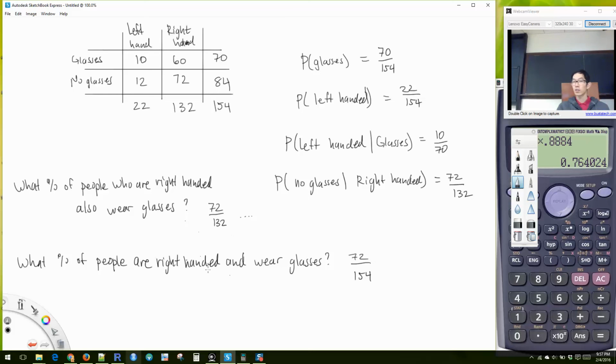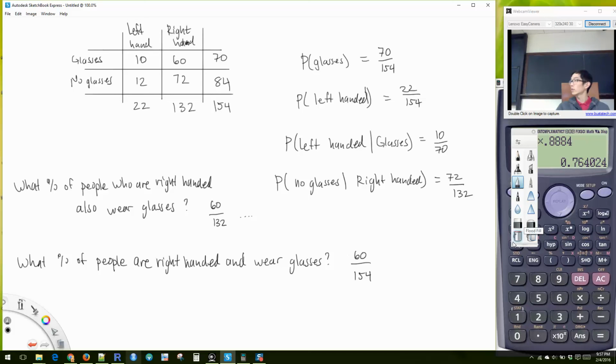Okay, so how'd you get 72 out of 132 for that? Did I mess up? Oh, also wear glasses. I'm sorry, also wear glasses. It would be 60 out of 132. I'm sorry, 60 out of 132 and 60 out of 154. My bad.